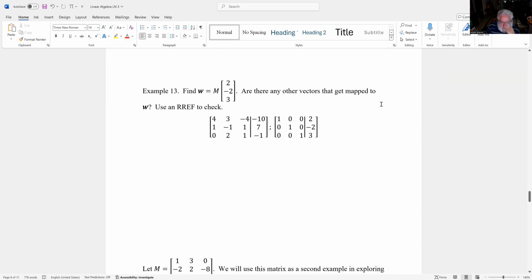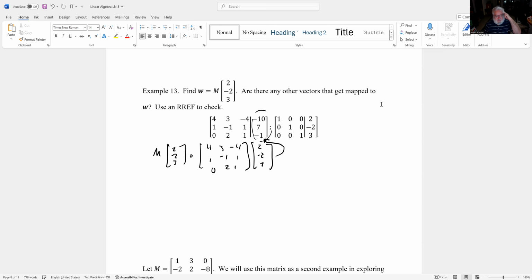So what's W? Right? So M times 2, minus 2, 3 is this whole matrix, 4, 3, minus 4, 1, minus 1, 1, 0, 2, 1, times 2, minus 2, 3. And that gets mapped onto this vector if you multiply it all out, which I'm not going to do. The reduced row echelon form tells us that this is the solution to that, which isn't surprising.